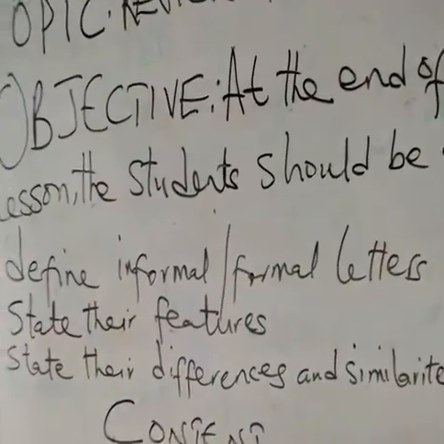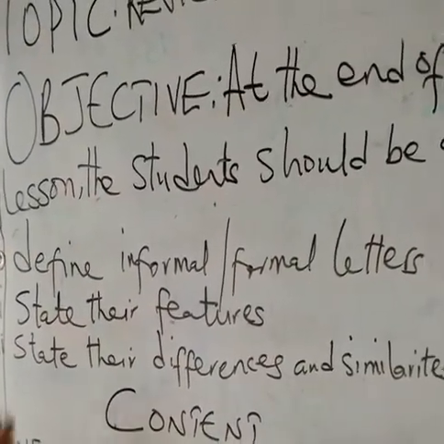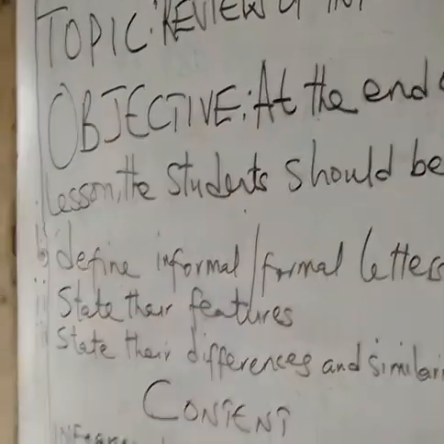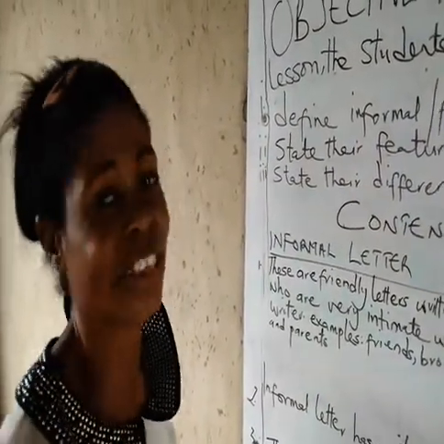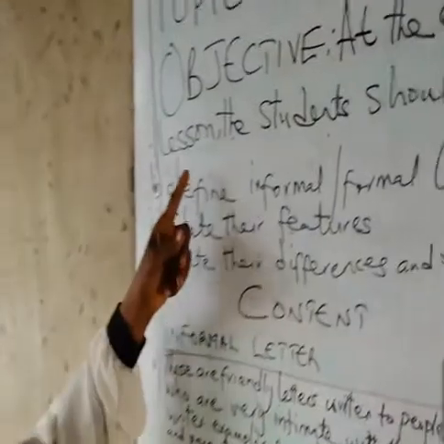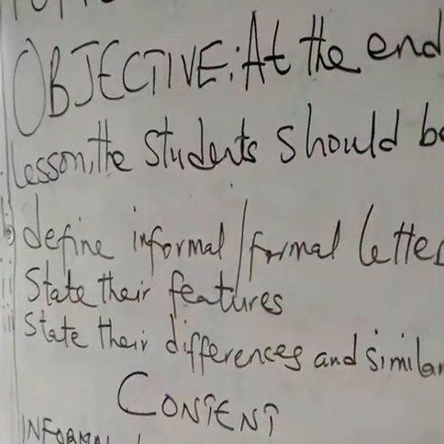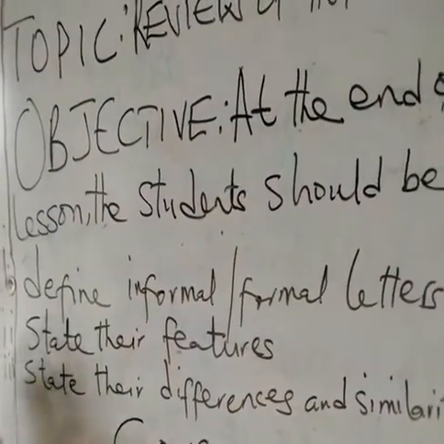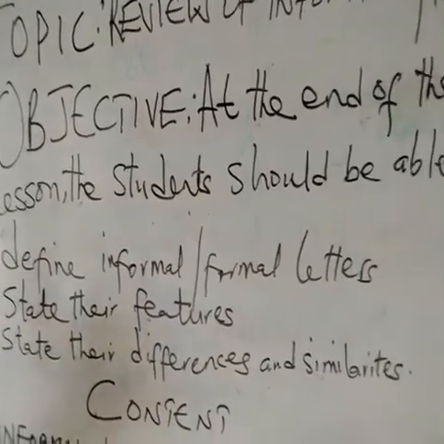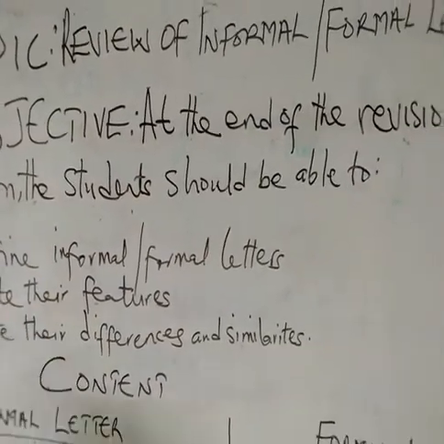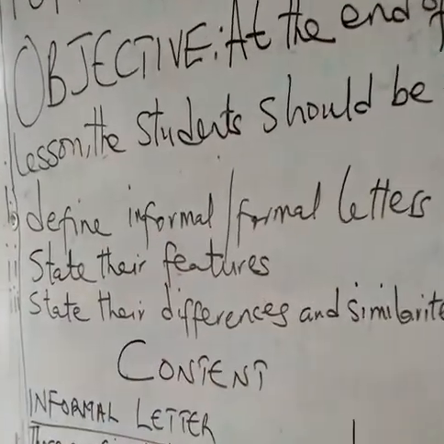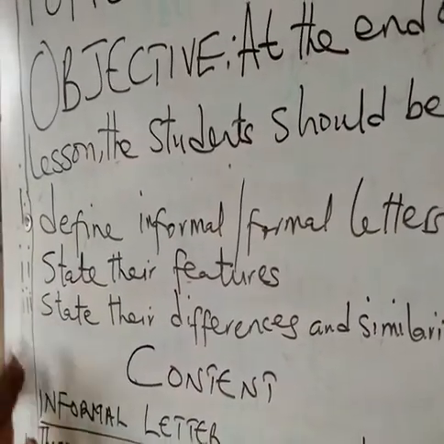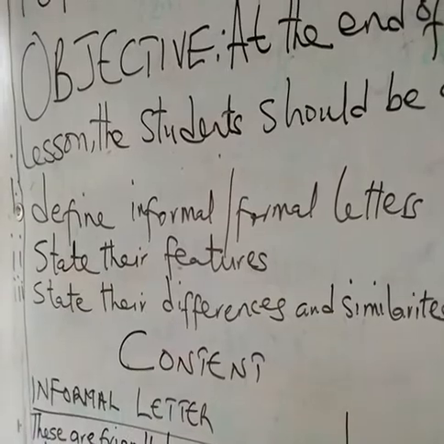Some of you here may be asking, what is this objective about? Objective is very important. It's what a student should achieve at the end of each lecture. So at the end of it, a student should be able to define formal and informal letters. The second one, should be able to state their features.